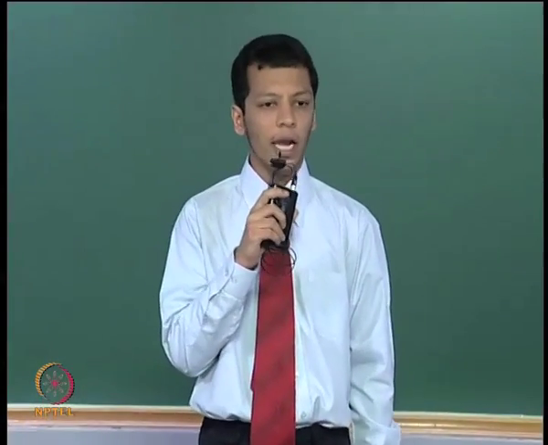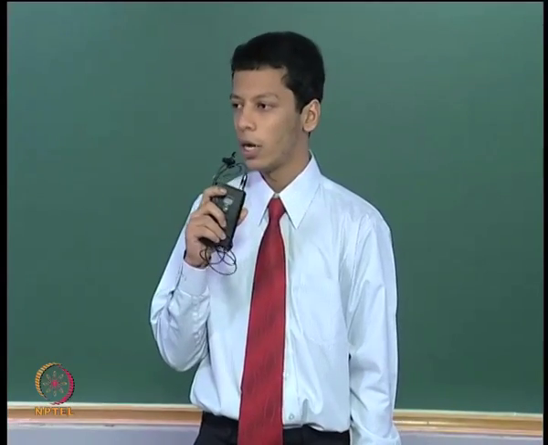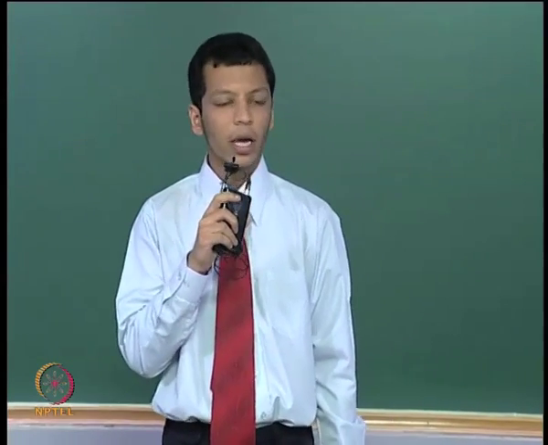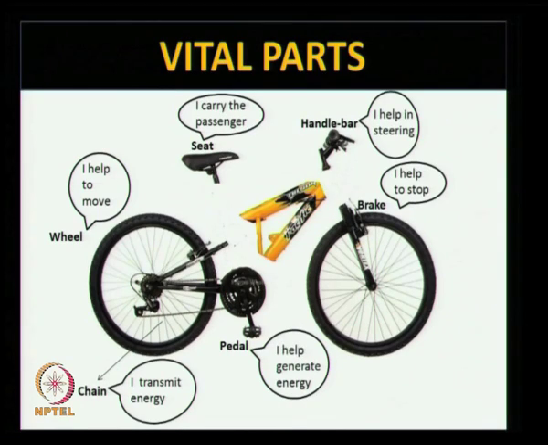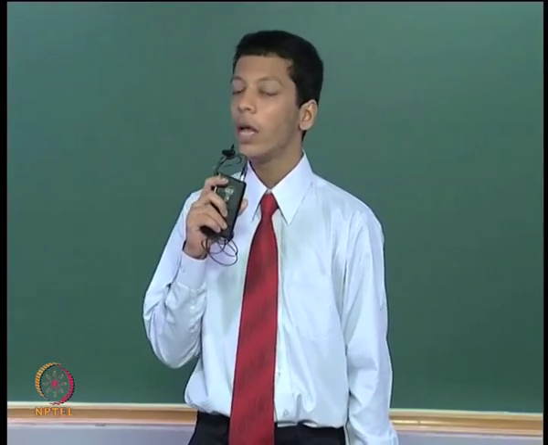The bicycle skeleton has several important parts. The seat carries the passenger. The handlebar controls the direction. The brake reduces speed. The pedal is where the foot rests and generates energy by rotation. The chain transmits this energy to the wheel, which manifests itself in forward motion.